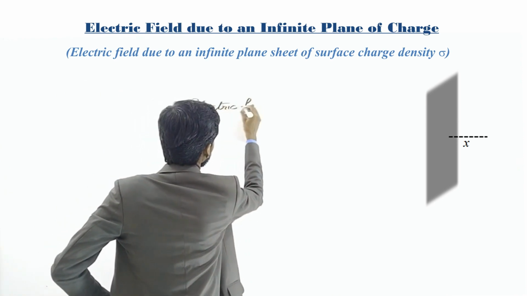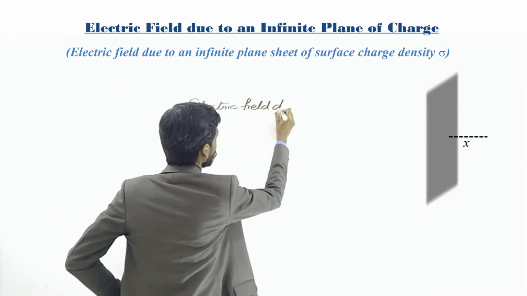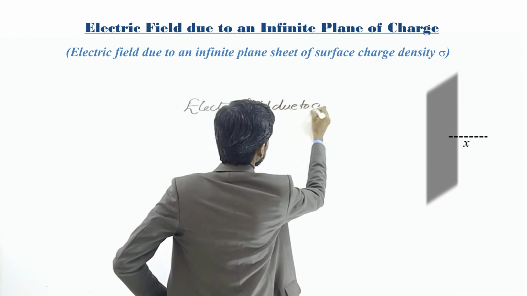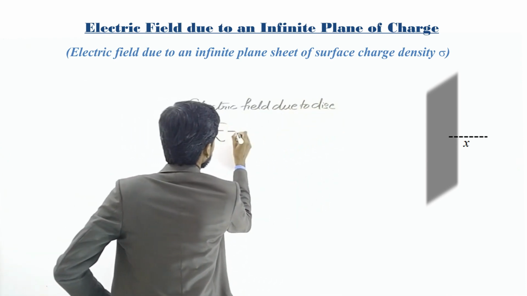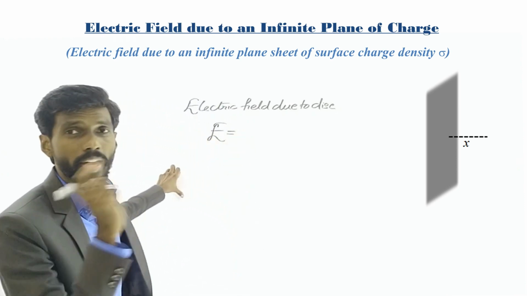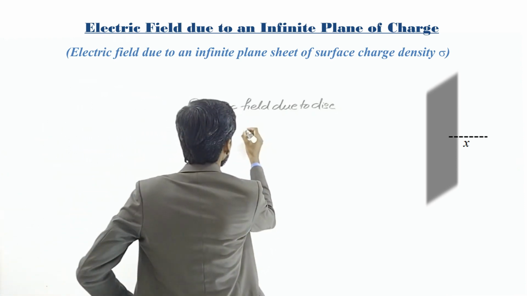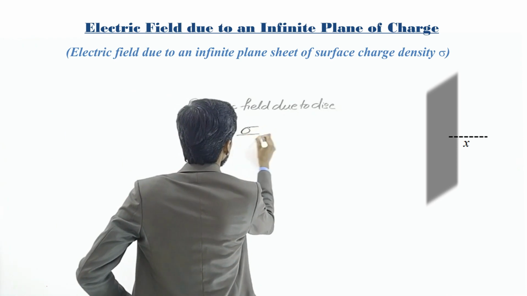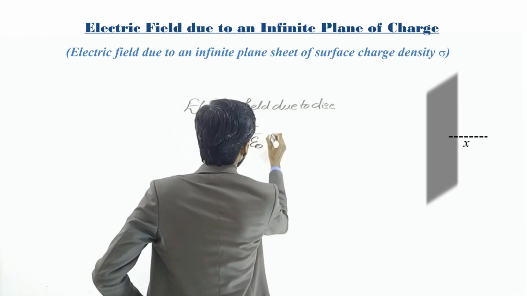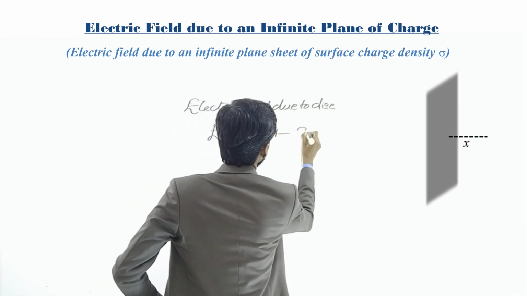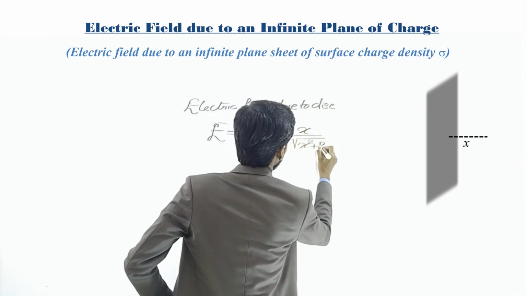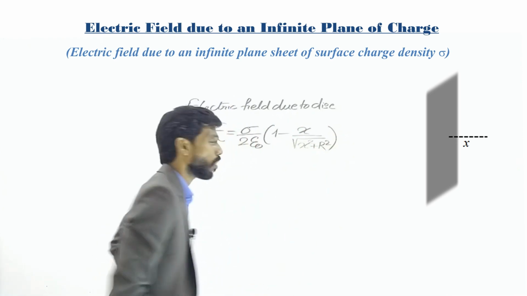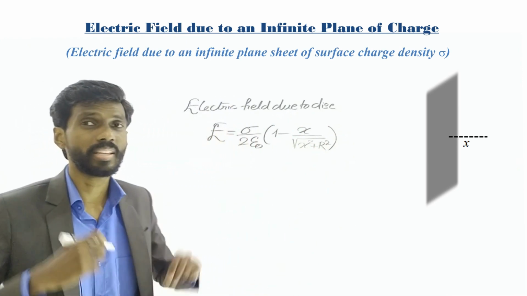So the electric field due to the disk. Okay, so that has the formula, the electric field due to a disk. So that formula we have derived just now. So that equals sigma divided by 2 epsilon 0 times (1 minus x divided by square root of x squared plus r squared). Okay, so this is the electric field due to the disk.